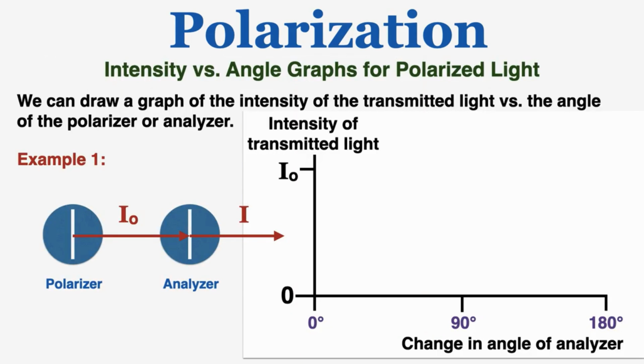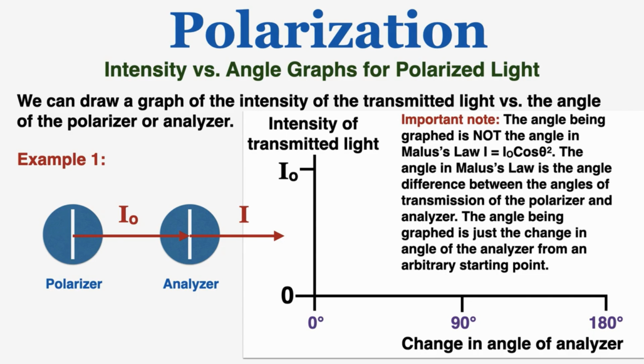This is the last part of the lecture where we'll talk about intensity versus angle graphs for polarized light. We can draw a graph of the intensity of the transmitted light versus the angle of the polarizer or analyzer. You can see I have the intensity of the transmitted light on the y-axis and the change in the angle of the analyzer on the x-axis. And this is going to be a graph of light passing through this specific polarizer and analyzer on the left. And I'm going to be graphing the value of I with respect to I naught.